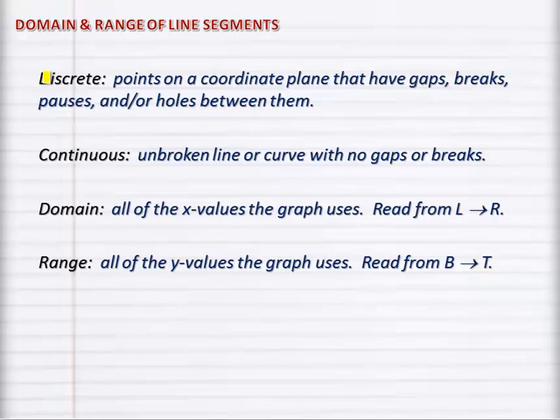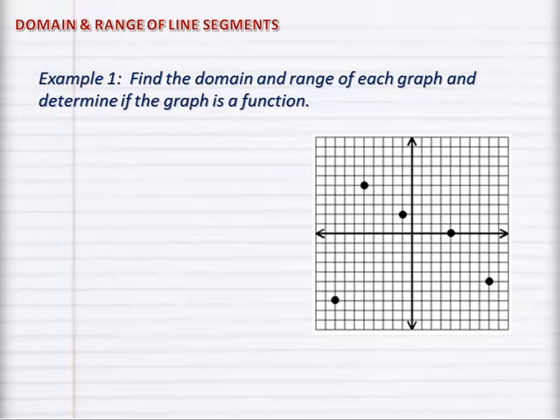Our first definition is the word discrete. When I talk about discrete data or a discrete graph, it talks about points that are on a coordinate plane, and those points have gaps, breaks, pauses, or some kind of whole spacing in between them. An example of that would be a graph like what you see on the screen, and it has 5 specific points on here. This is discrete data because there's gaps in between each of the points.